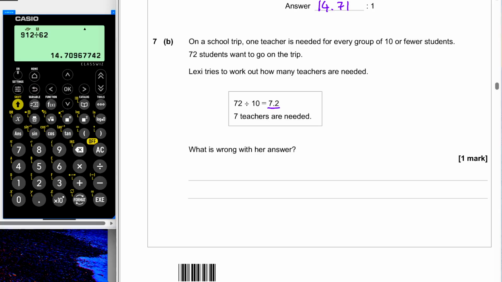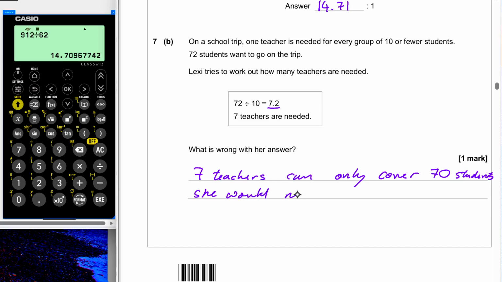7 teachers would only cover 70 students. She should have rounded up to 8. So 7 teachers can only cover 70 students. She would need 8 teachers for 72 students.